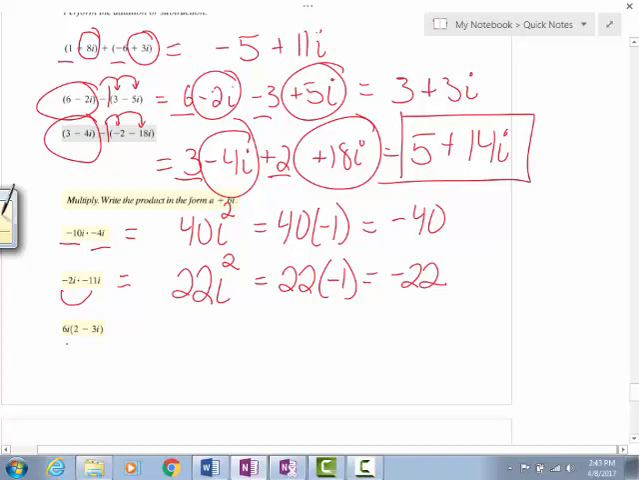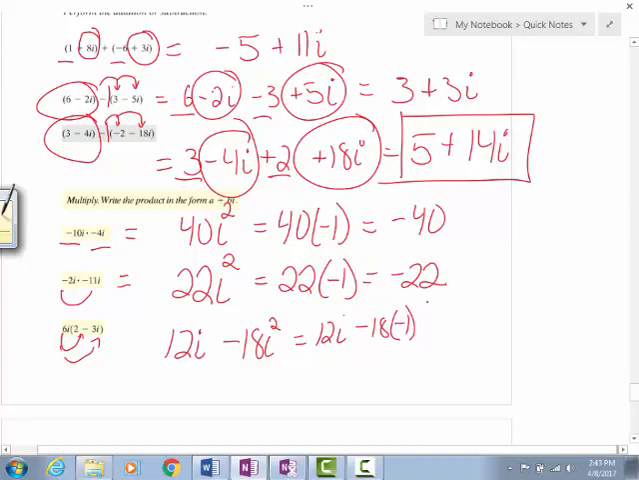And my third one here, I'm going to go ahead and distribute once, twice. So 6i times 2 is a 12i. 6i times a negative 3i should give me a negative 18i squared. So I'm going to go ahead and write this as 12i minus 18. We said i squared was negative 1.